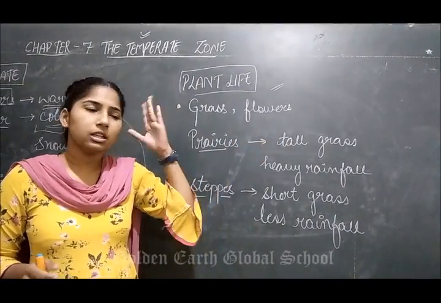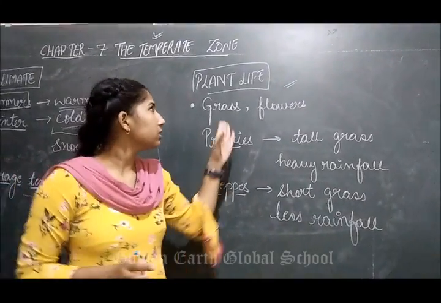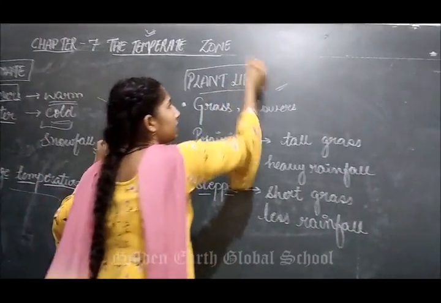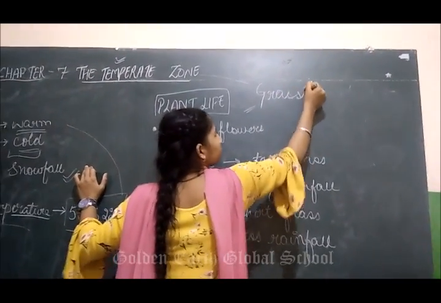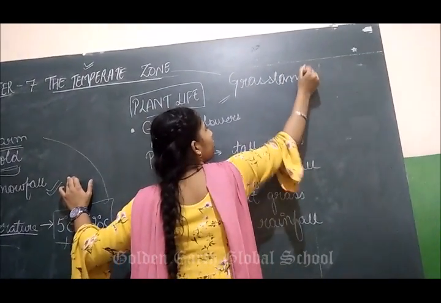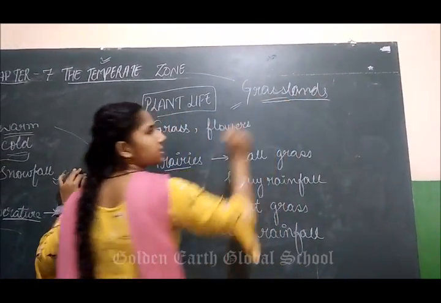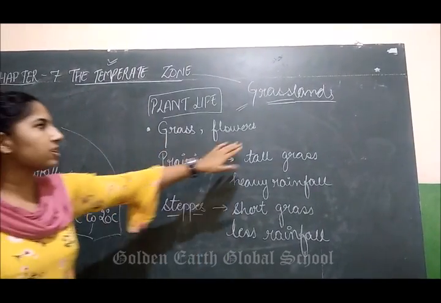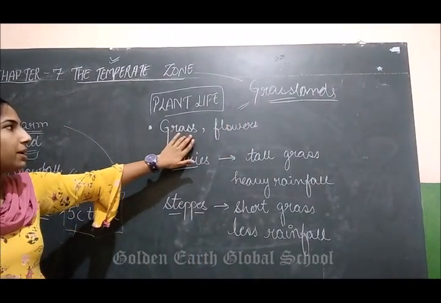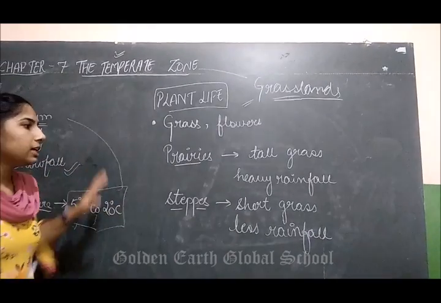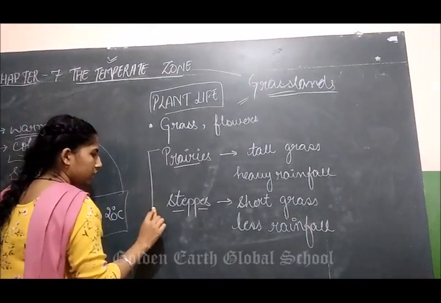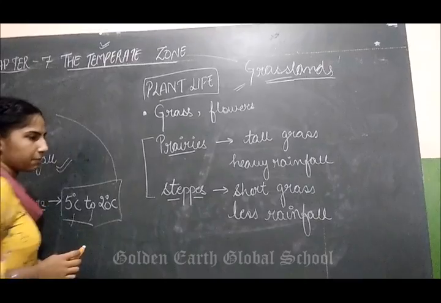Tall trees are very rarely found. As we have discussed, the temperate zone is covered with grasslands. उनकी जो land है वो grass से covered है, so they have grasslands. Therefore वहाँ पे grasses हैं और थोड़े से flowers भी हैं. Now talking about the two grasslands, prairies and steppes.